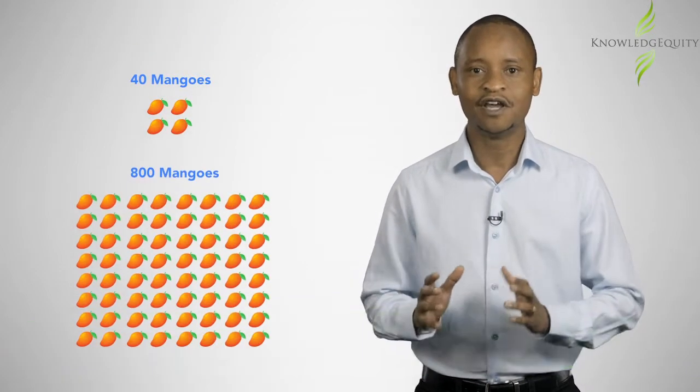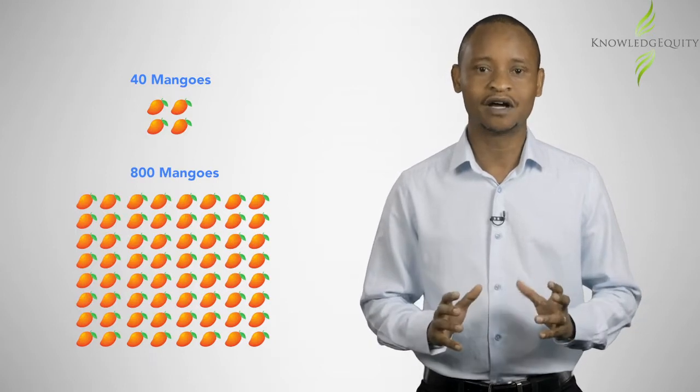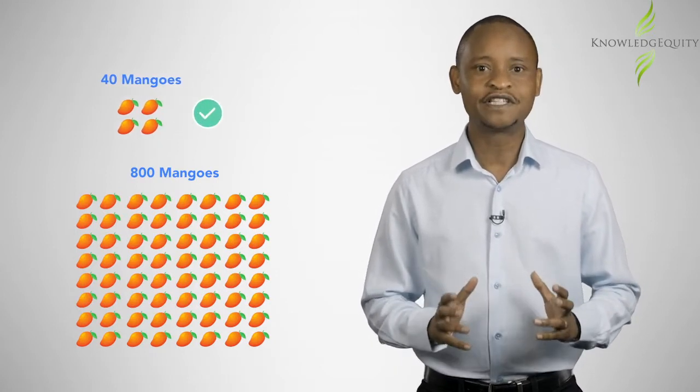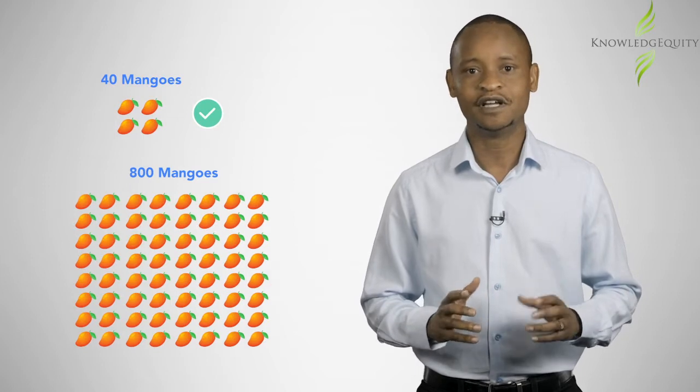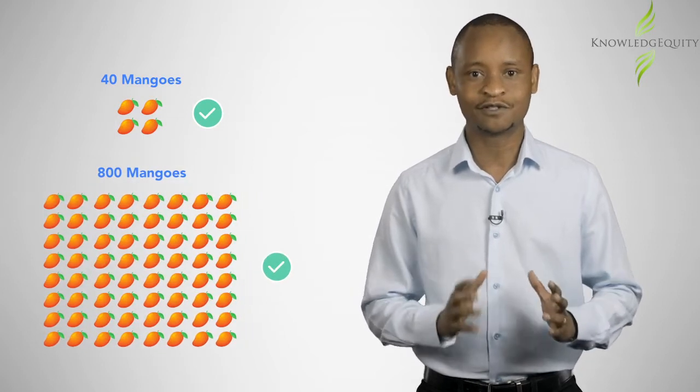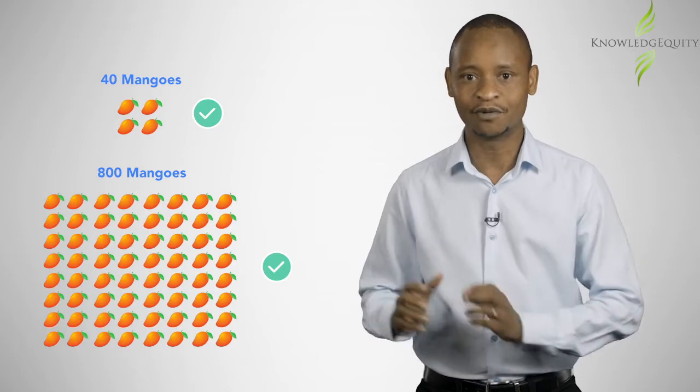Jane, a grocery store owner, selects 40 mangoes out of a batch of 800 mangoes to assess whether the mangoes sold to her are good. All the 40 selected mangoes turn out to be good, and Jane concludes that the whole batch is good based on the results of the sample.